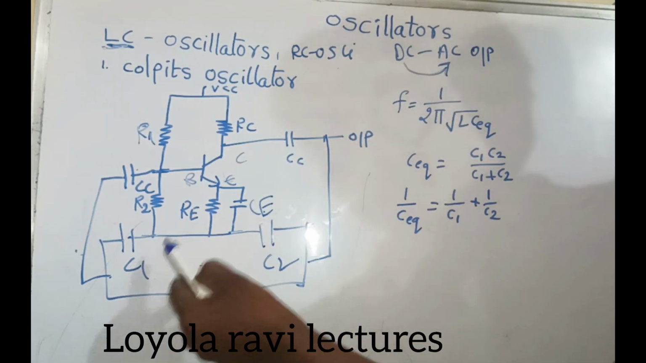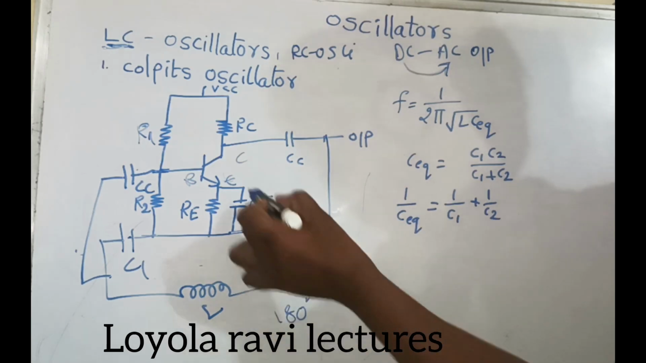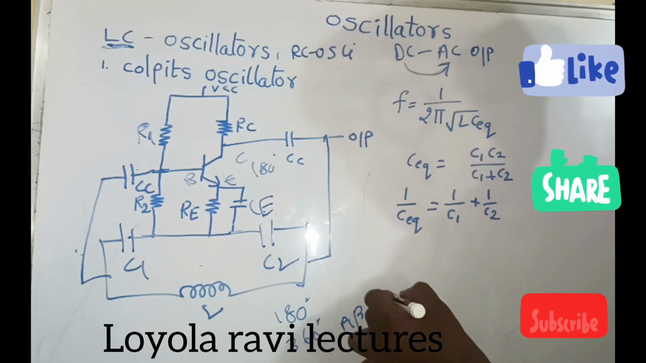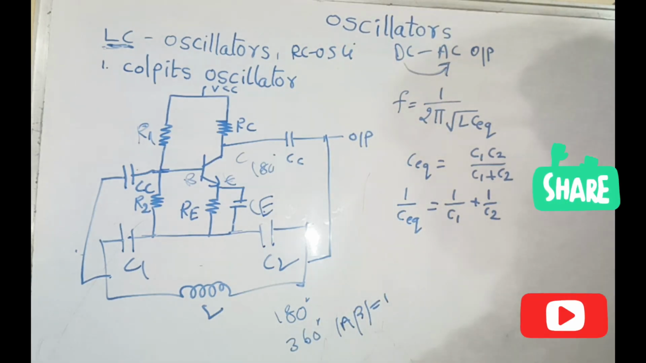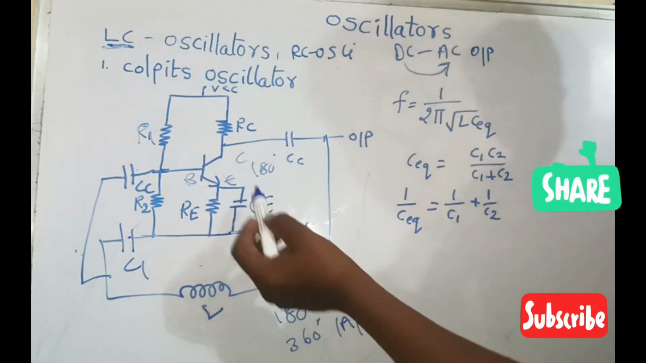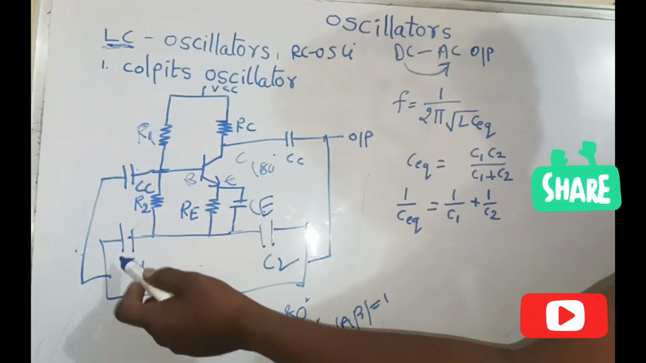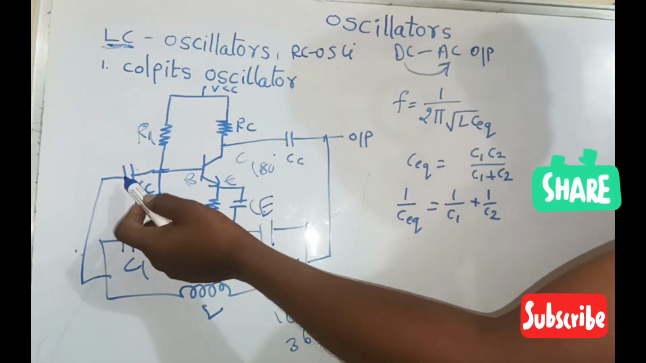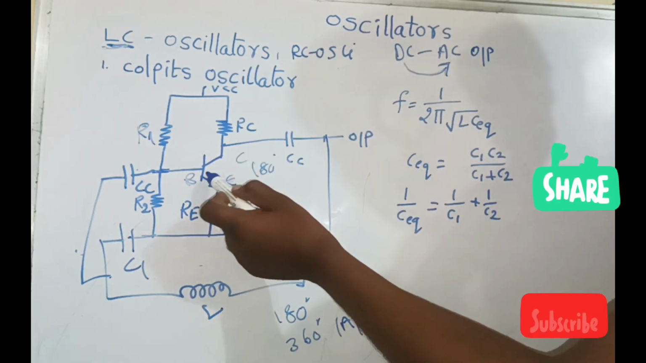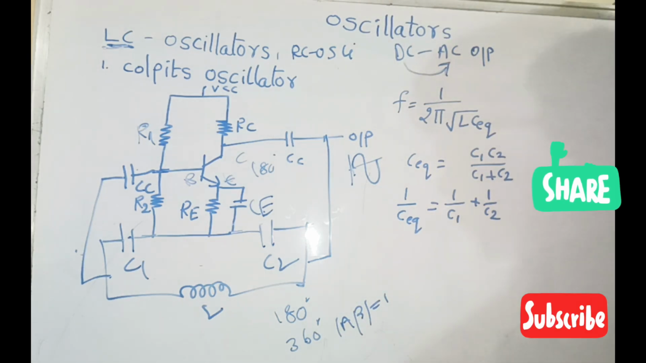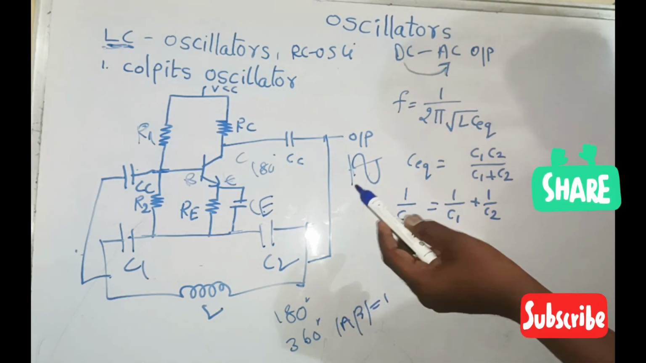This feedback network provides 180 degrees and the CE provides 180 degrees, so the total is 360 degrees phase shift. The conditions for oscillations are a 360 degrees phase shift, and second, A beta is equal to 1. These two are the conditions for oscillations, very important. Without giving any AC input signal, whenever we give supply VCC, the LC feedback network will activate and generate some signal that is connected to the base of the transistor and amplified, and we get a sinusoidal output like this. This is the output of the Colpitts oscillator.